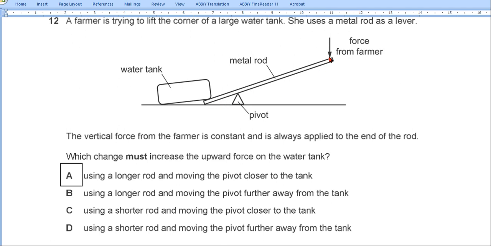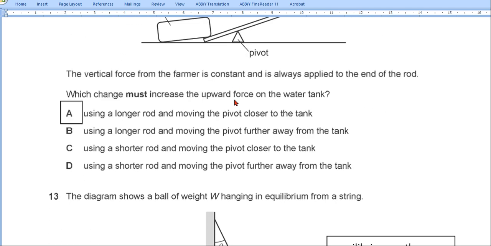And we should apply less force. So moments will be the same, but the force times distance will be greater. So the same force, but longer distance, greater moment of the force.